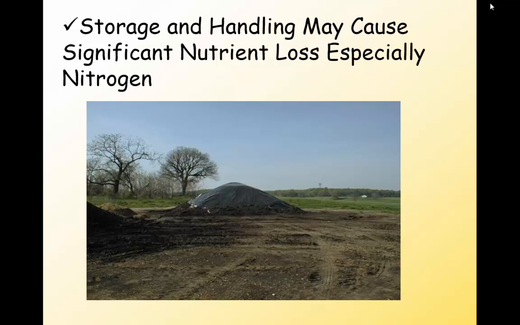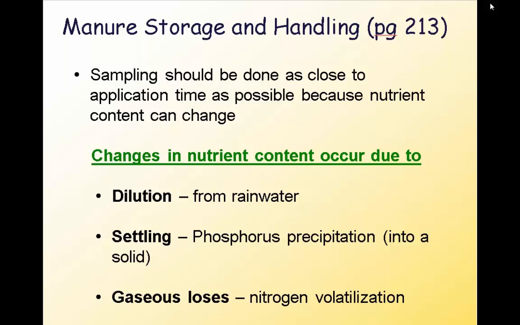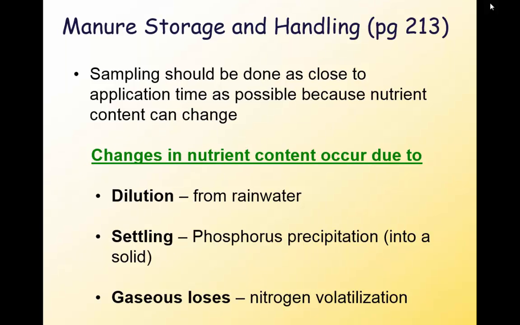Storage and handling can cause significant nutrient losses, especially nitrogen. When you're storing manure, the simplest one to think about is dilution. If you add rainfall to anything, if you add water to something, it's going to dilute it. That's one way. You can have settling. So you have that dairy lagoon. If you have settling of solids to the bottom, you have a separation. If you sample that surface liquid, it's going to have a lower phosphorus content than the bottom. So you can have a settling out of phosphorus. And then the one that you're going to be the most concerned with, the gaseous loss of nitrogen through volatilization. So you can lose that during storage.